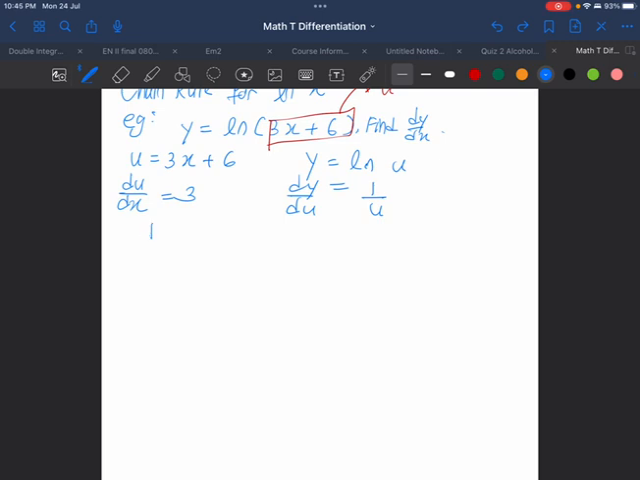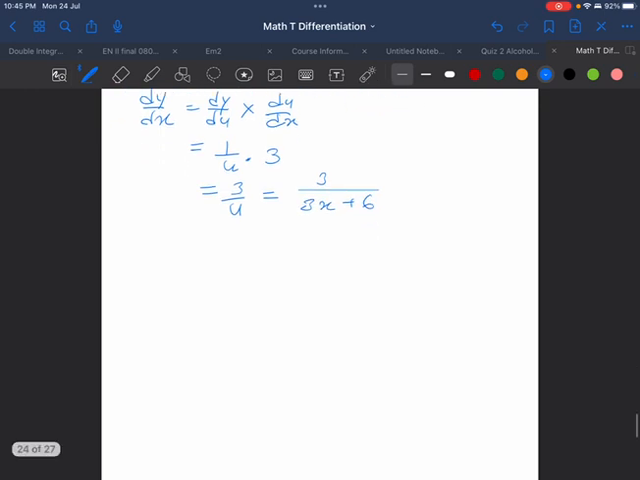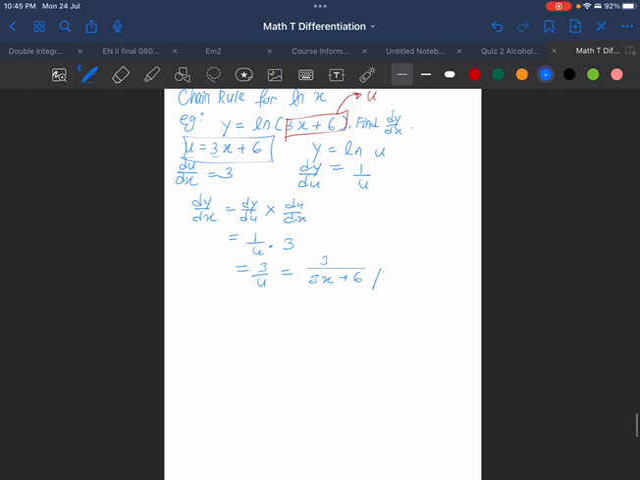Alright, so now dy/dx will be equivalent to dy/du times du/dx. So dy/du is 1 over u times 3, so it's 3 over u, where u is 3x + 6. So now, what is this actually? Let's look at this. You can see clearly that this 3 is the u prime, and here is u.